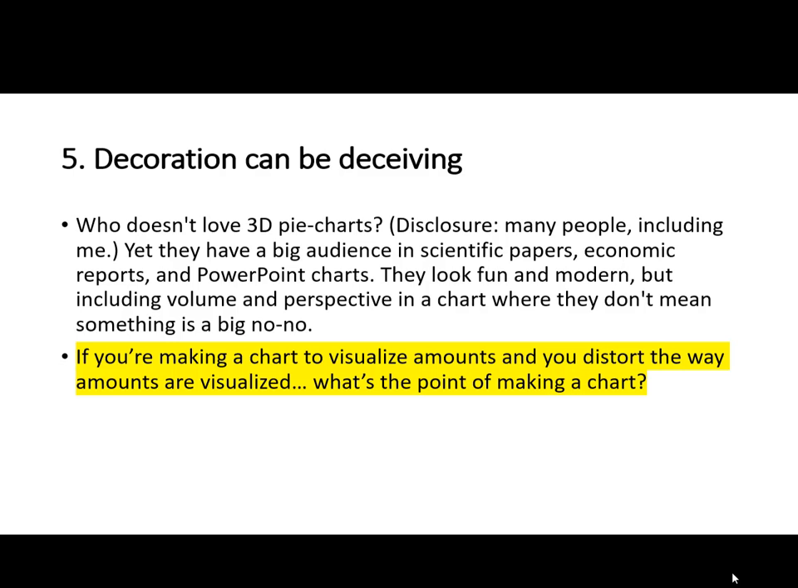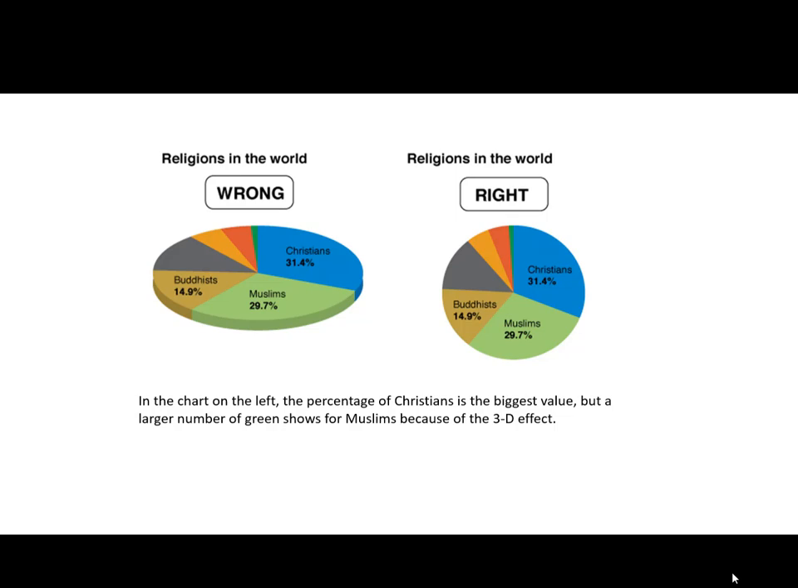The fifth example is that decoration can be deceiving. If you are making a chart to visualize amounts and you distort the way amounts are visualized, what's the point of making a chart? Therefore, be careful with decoration, and this pie chart is a good example. In the chart on the left, the percentage of Christians is the biggest value, but the larger number of green shows for Muslims because of the 3D effect.